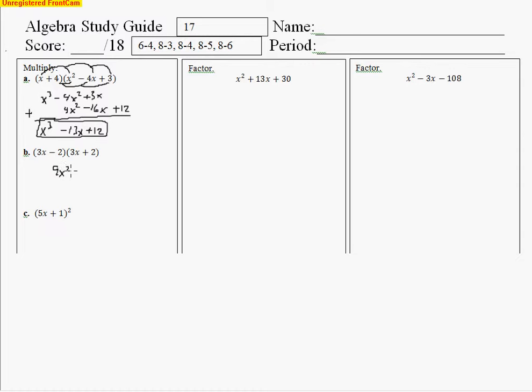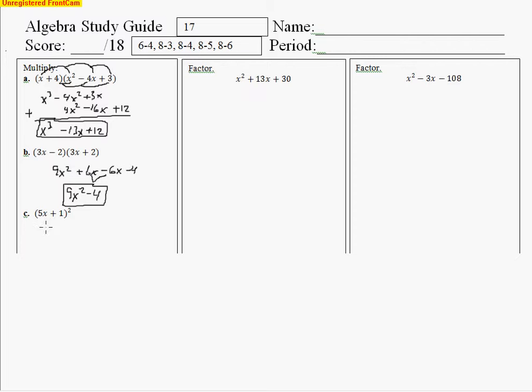So the next problem is just using FOIL: first, outer, inner, last. 3x and 3x makes 9x squared. 3x and 2 make 6x, and negative 2 and 3x make a negative 6x. Negative 2 and 2 make negative 4. So you'll see when I have a sum and a difference, same numbers, just opposite sign in between, the outside terms and inside terms will cancel, and we'll be left with this, 9x squared minus 4.